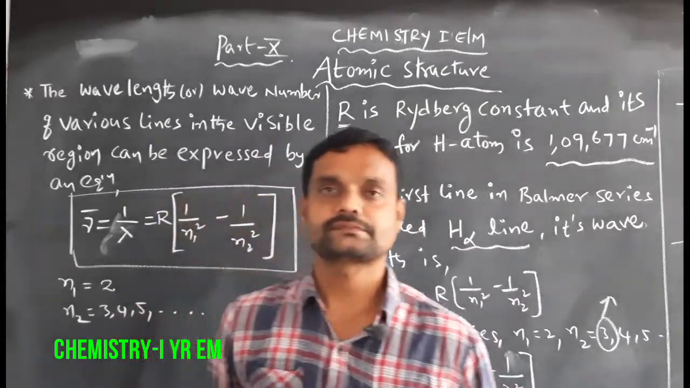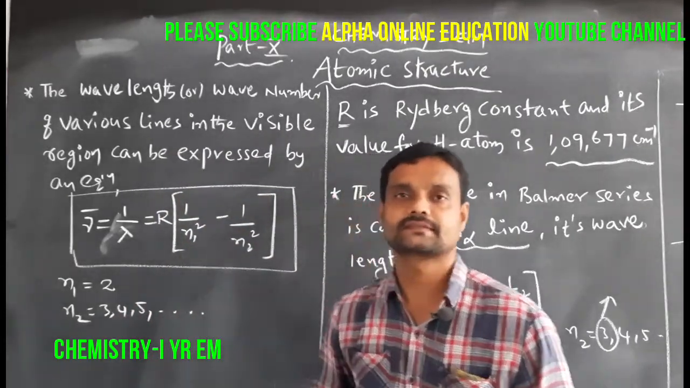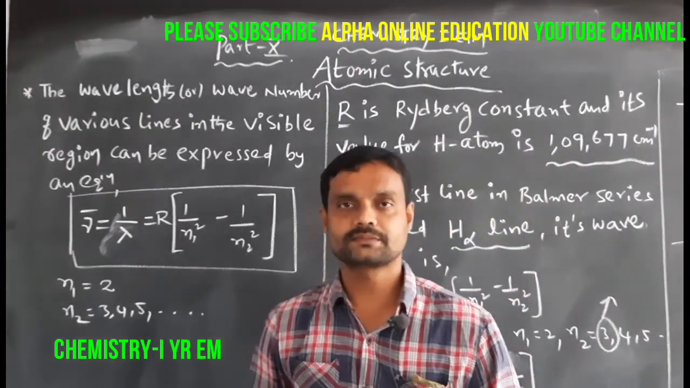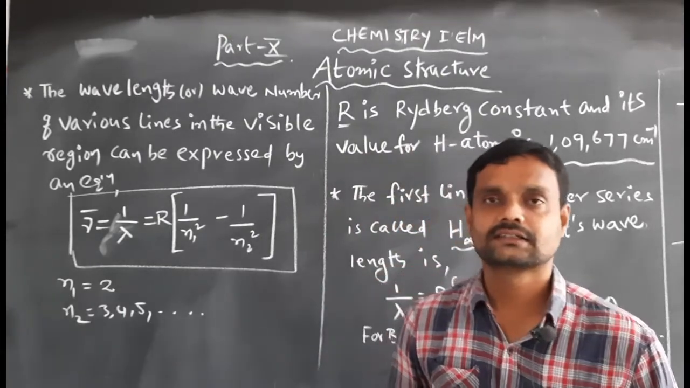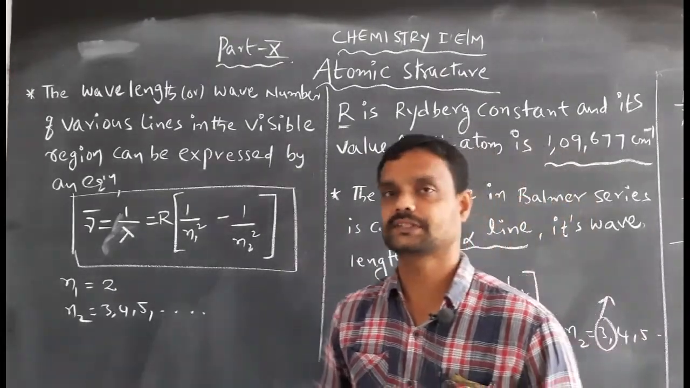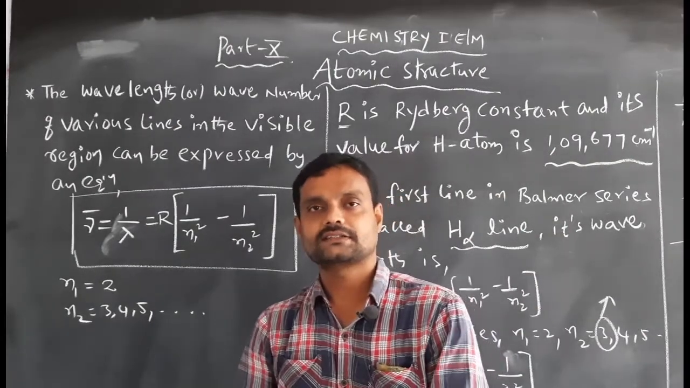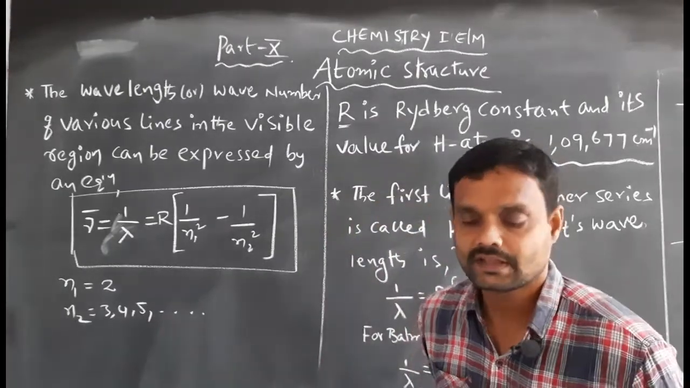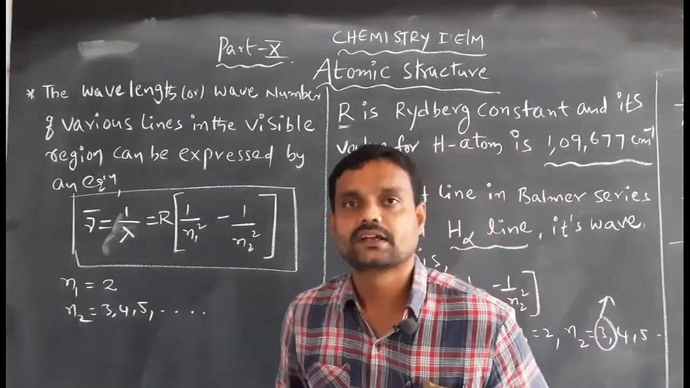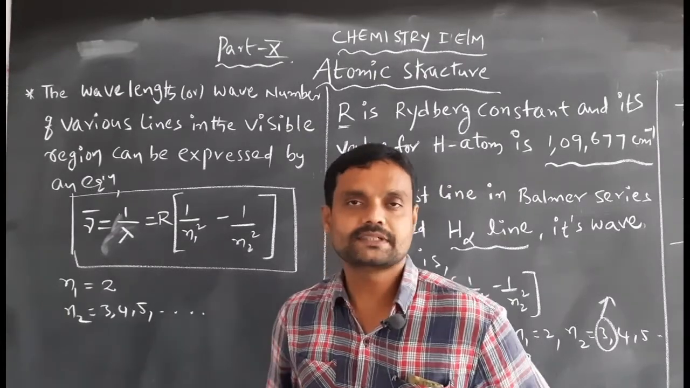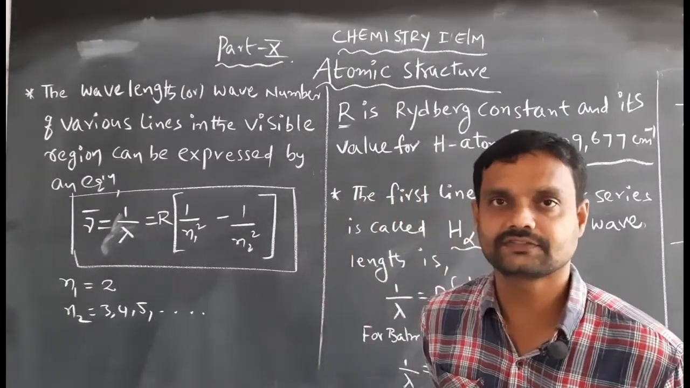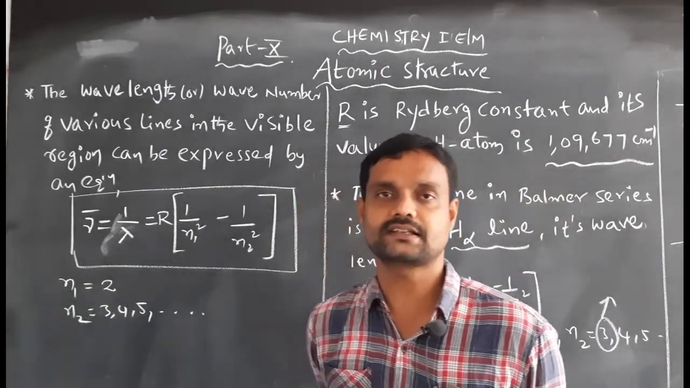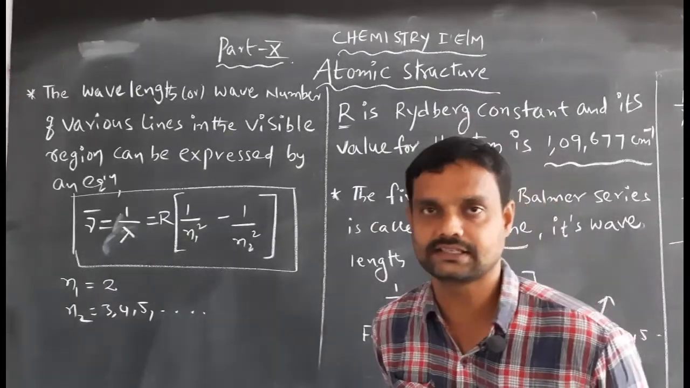Dear students, in previous videos we discussed Bohr's atomic model. On that model, we studied the main postulates. After that, we have to read the hydrogen atomic spectrum. For easy understanding, the hydrogen spectrum can be divided into five series: the Lyman series, Balmer series, Paschen series, Brackett series and Pfund series.